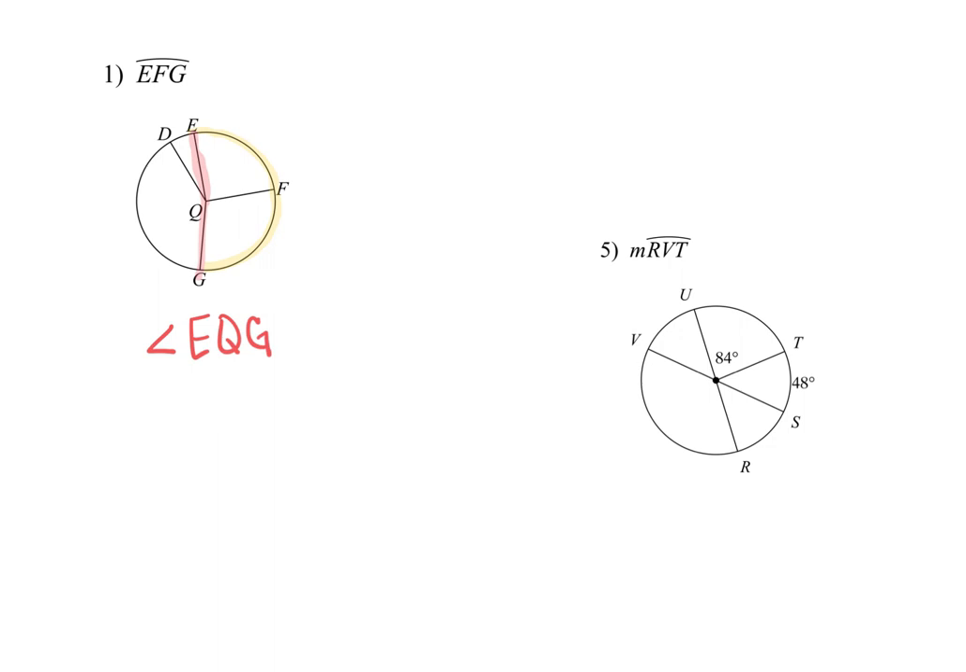The next group tells you that they want you to find the measure of the arc or angle that is missing or that they're asking for. In this case, they want the arc. Specifically, they want the arc RVT. That's what they're asking for. So they want R to V to T. Okay?